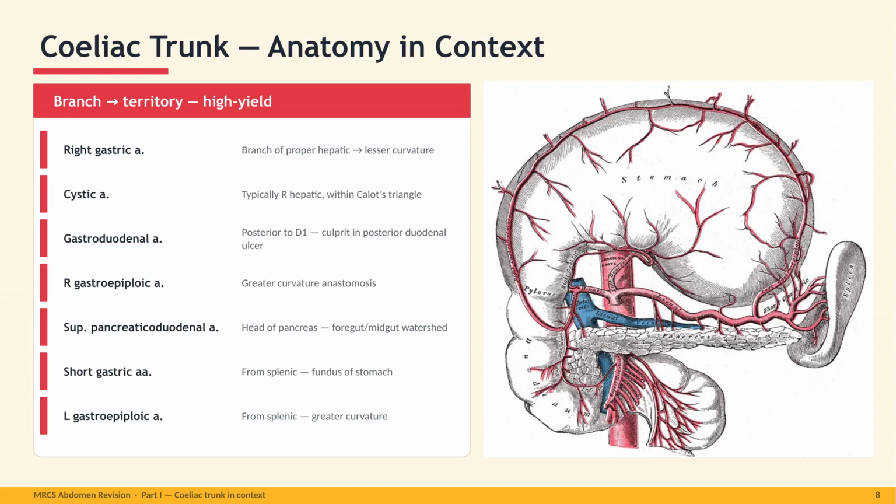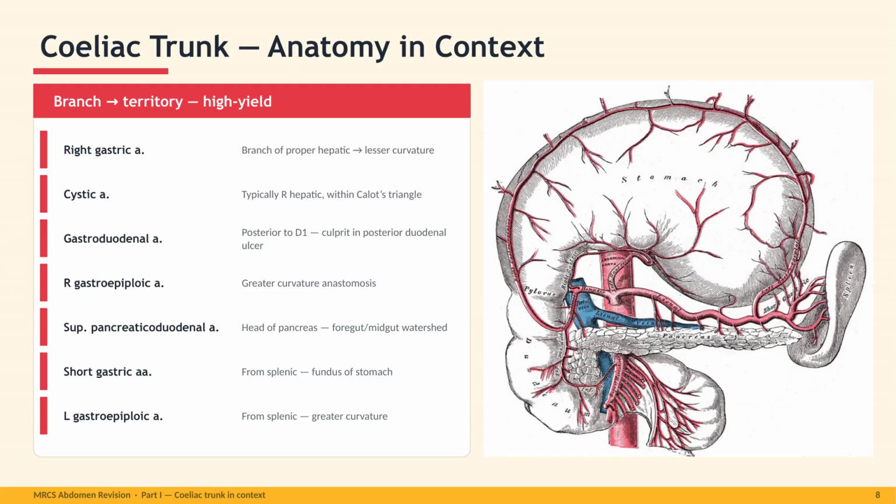Now let's tie branches to territory. These are the high-yield clinical pearls. Right gastric artery, a branch of the proper hepatic, supplies the lesser curvature, anastomosing with the left gastric. Cystic artery, typically arising from the right hepatic, found within Calot's triangle during a cholecystectomy.